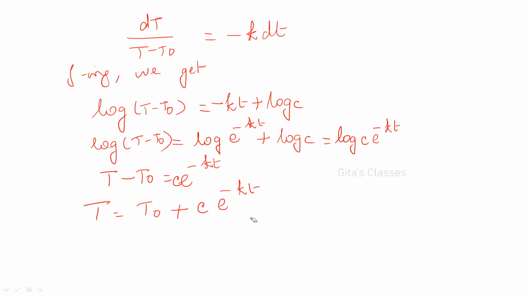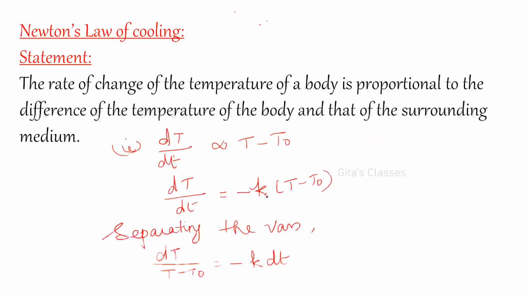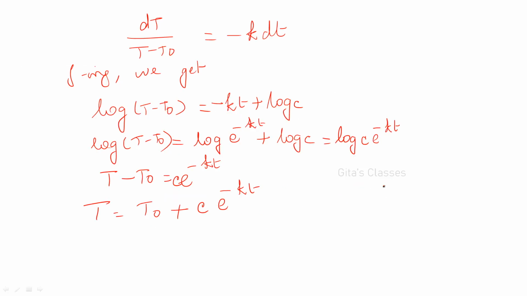Okay. What is the differential equation? dT by dt is equal to minus k into T minus T naught. This is our equation number 1. So solving this, we get this, which is equation number 2.